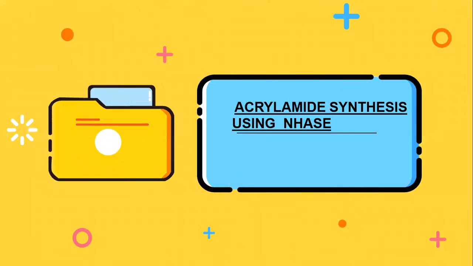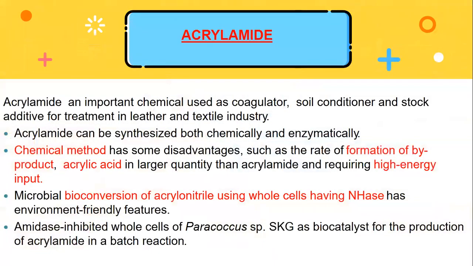The second topic for today is acrylamide production using nitrile hydratase. Now, what is acrylamide? Acrylamide is a chemical which is used as a coagulator, soil conditioner, and stock additive for treatment in the leather and textile industry. Acrylamide can also be synthesized both chemically and enzymatically. Now, the chemical method has some disadvantages. One is the rate of formation of byproducts. Second, a lot of acrylic acid is produced rather than acrylamide, and that requires high energy input.